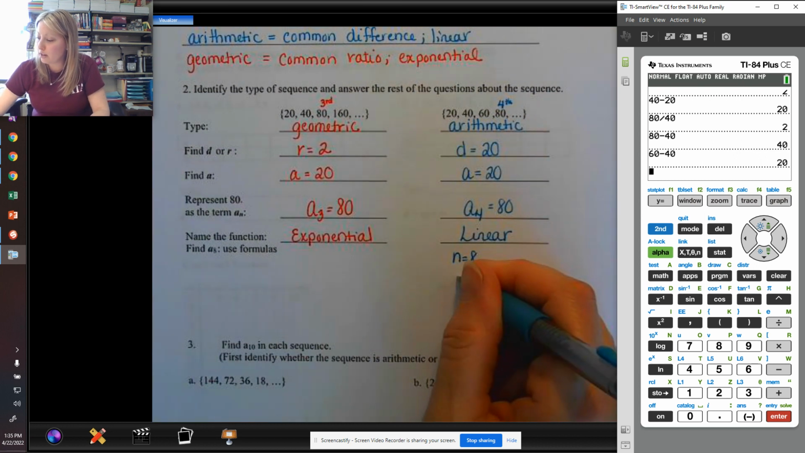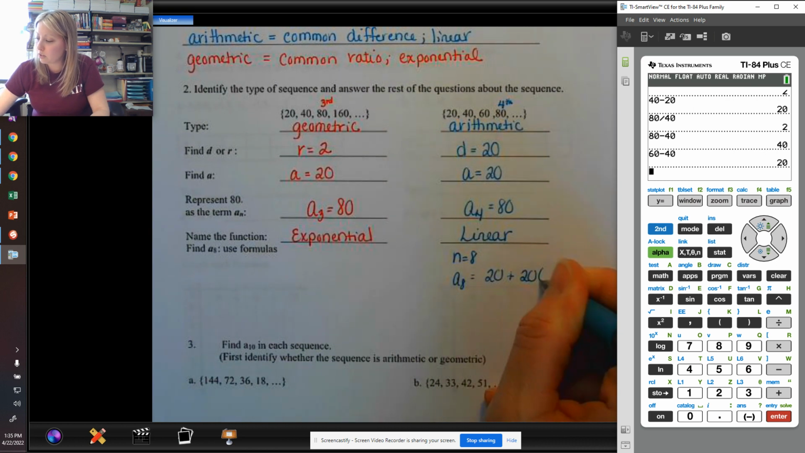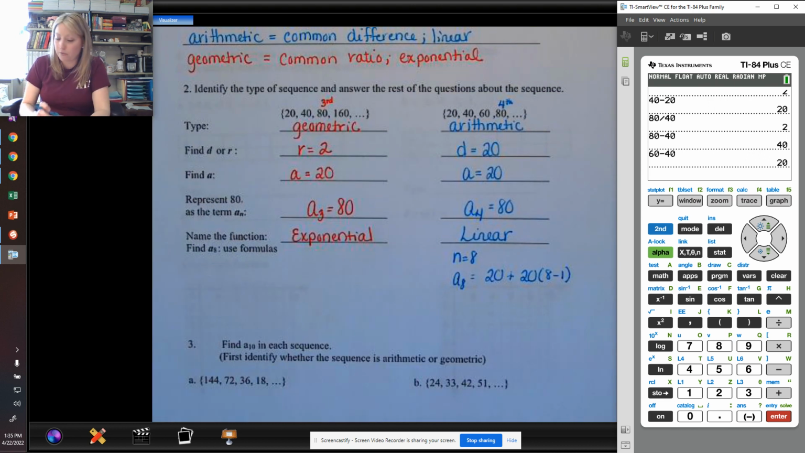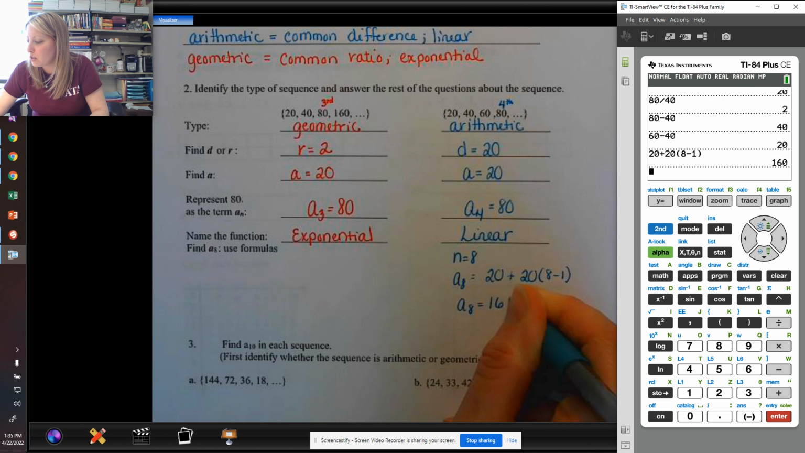So we'll say A to the subscript 8 is equal to 20 plus 20 times 8 minus 1, and I can just plug that straight into my graphing calculator. Even though the numbers aren't that difficult, you could probably do them in your head. It's still kind of wise to be plugging into your graphing calculator and know how to do that. So the eighth term in this sequence is 160.